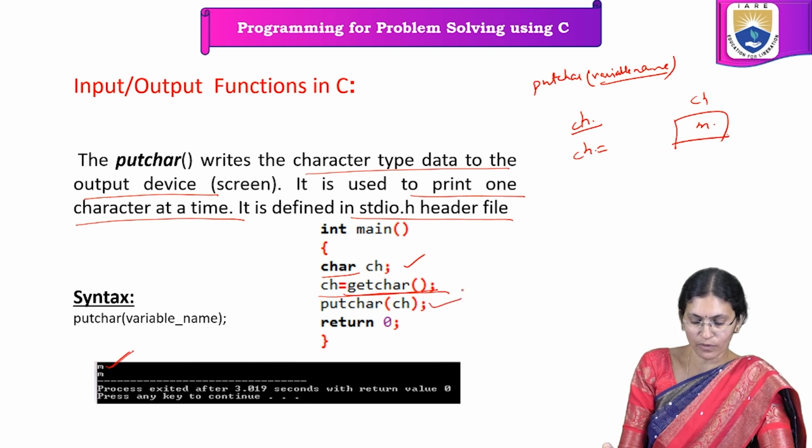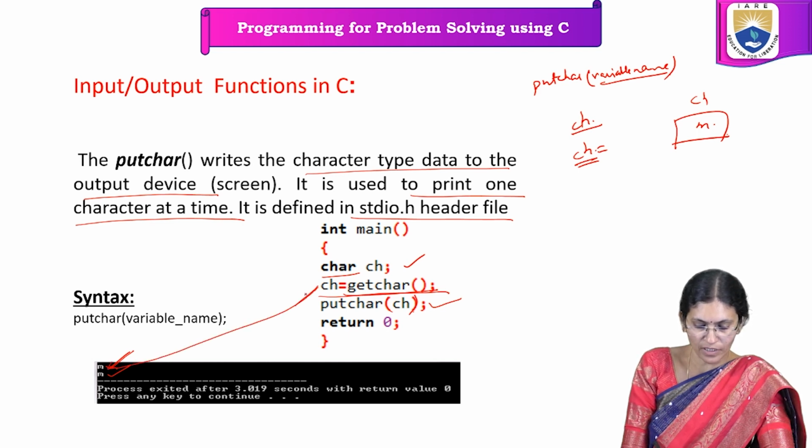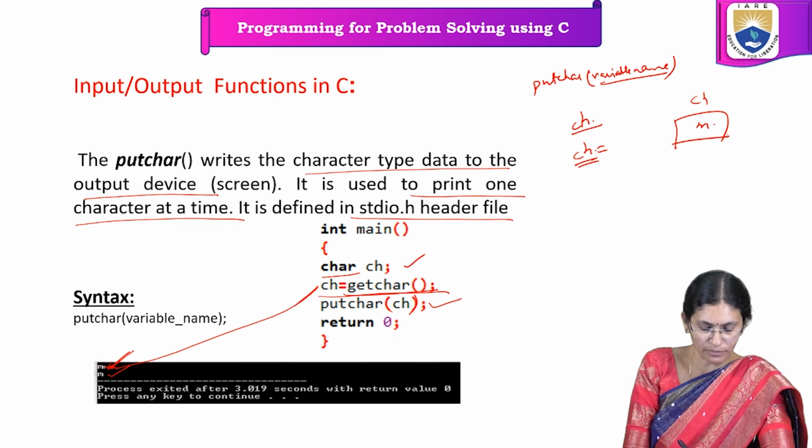After that, with the help of this putchar function, we are displaying the value of ch. In ch, the value of m is there, so therefore m is displayed again on the screen. When the control is transferred to this line, this m will be displayed. Whatever key or character you are pressing on the keyboard will be displayed here.